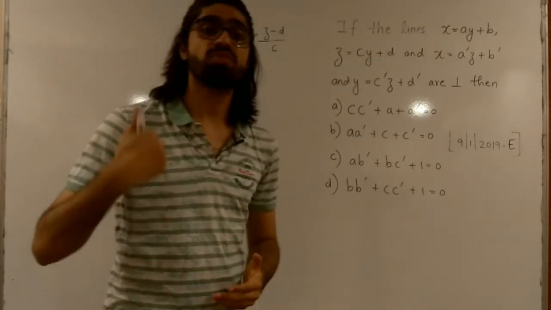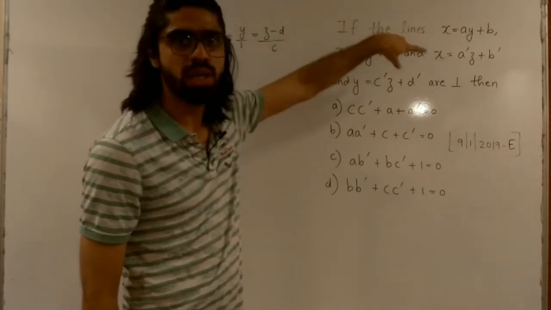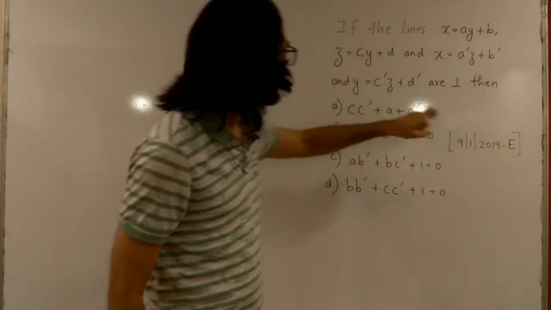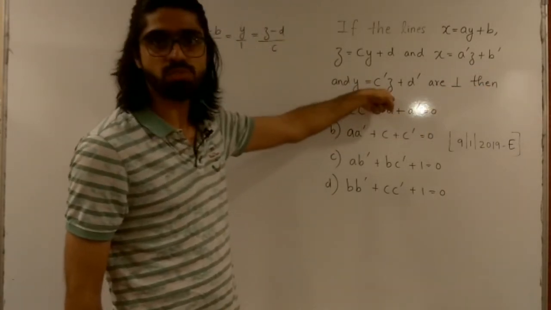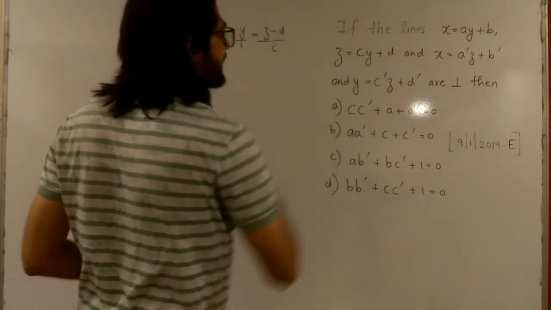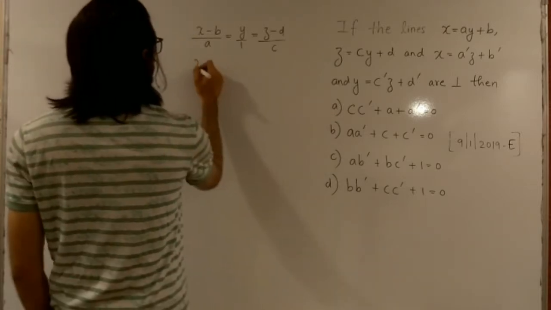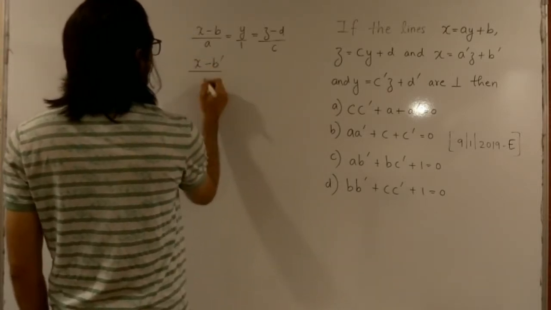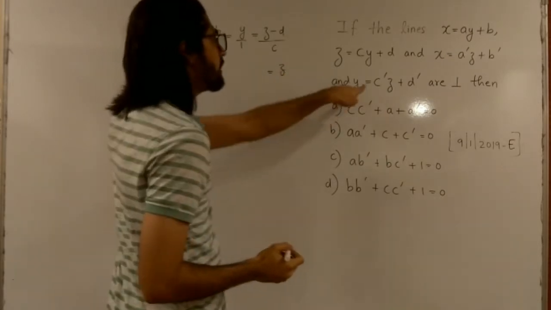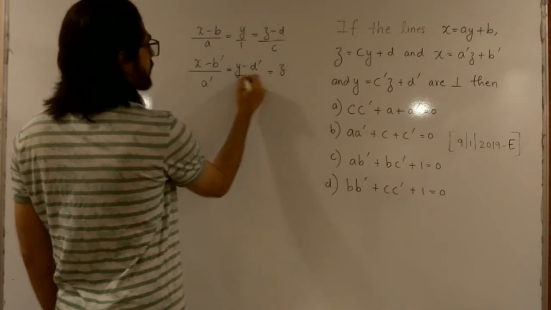Similarly, the equation of your second line will be obtained by doing the same thing for your second equation. In the second equation, x has been given to me in terms of z and y also has been given to me in terms of z only. So let's try writing both of them in terms of z. I get x minus b dash upon a dash equal to z, but that z is in turn equal to y minus d dash, the whole upon c dash.